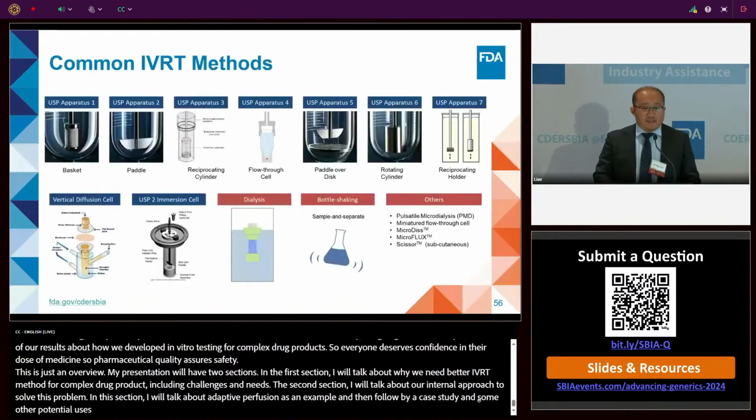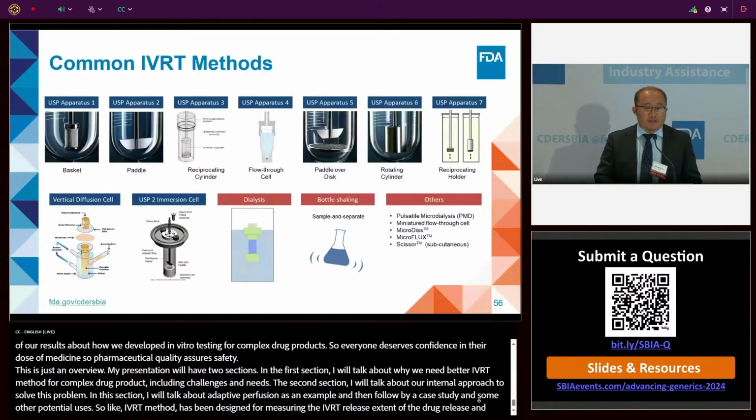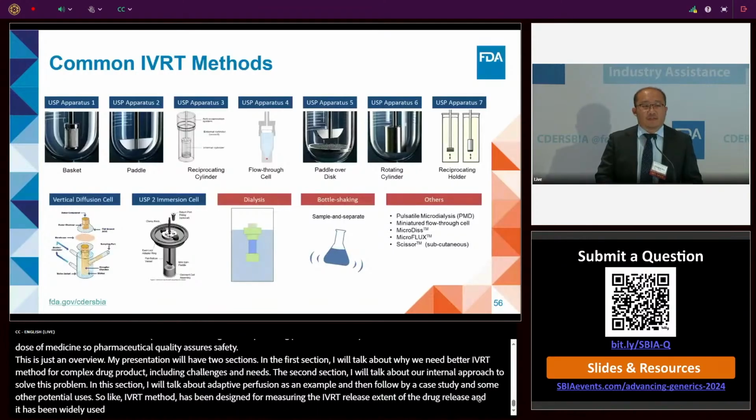So in vitro release testing, also known as IVRT, is designed to measure the in vitro release rate and extent of drug release. And IVRT has been widely used for product development, quality control, and bioequivalence studies.